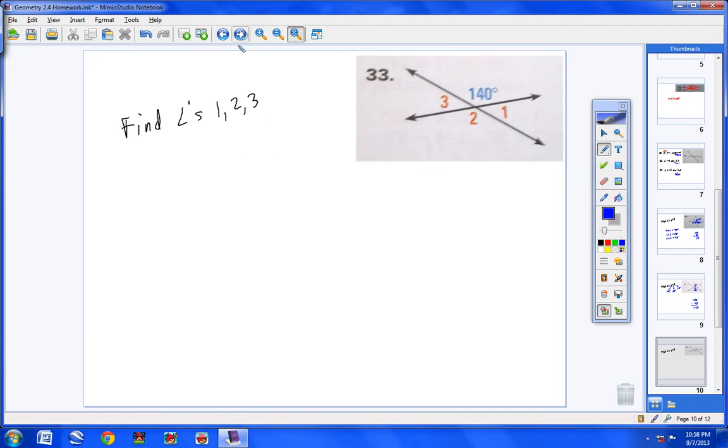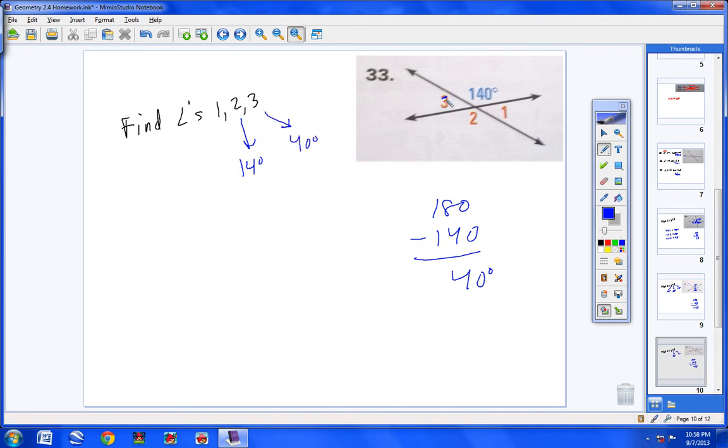Moving on to number 33. Again, this is really redundant, exact same thing. This is 140 degrees, this is vertical angle, so angle number 2 has to be 140 degrees. Notice how I have a straight line here and a ray coming off of it. So these two angles here are called linear pairs. That means they're supplementary. They're equal to 180, so I'm going to take 180 minus 140. Obviously, I will get 40. So the measure of angle 3 has to be 40 degrees.